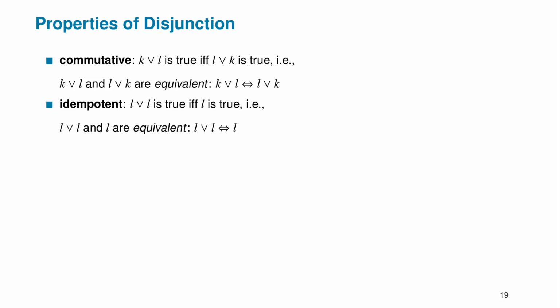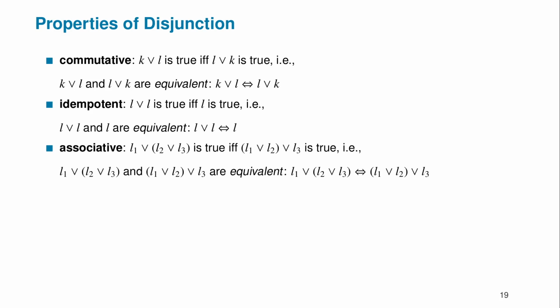Then an important property of these Boolean operators is idempotency. L or L is true if and only if L is true. Therefore, L or L is equivalent to L. Also, this can be directly checked with a truth table. Then we have associativity. If we have three literals, L1, L2, or L3, then it doesn't matter how we put the parentheses. Yeah?